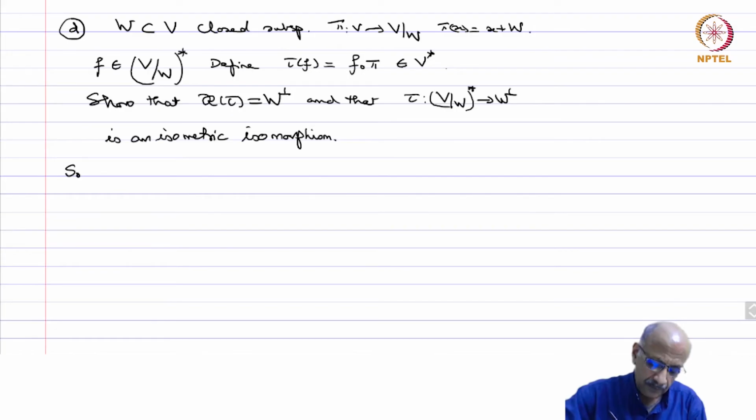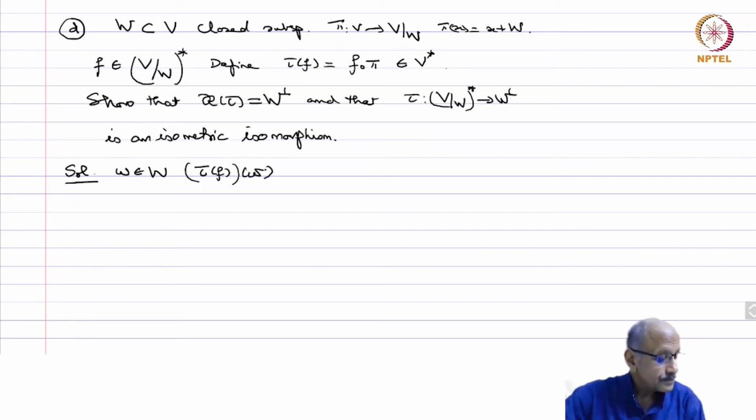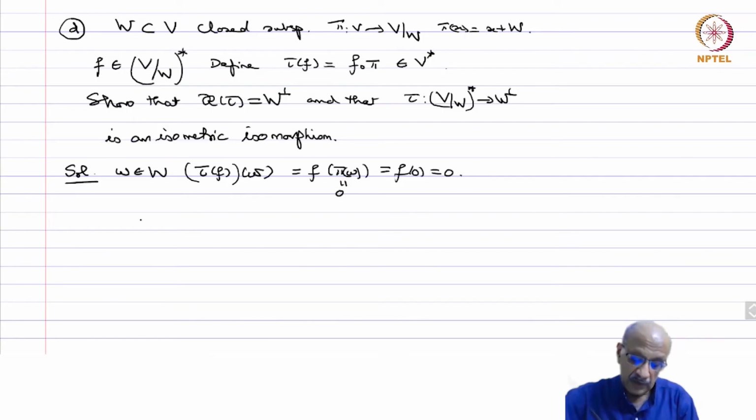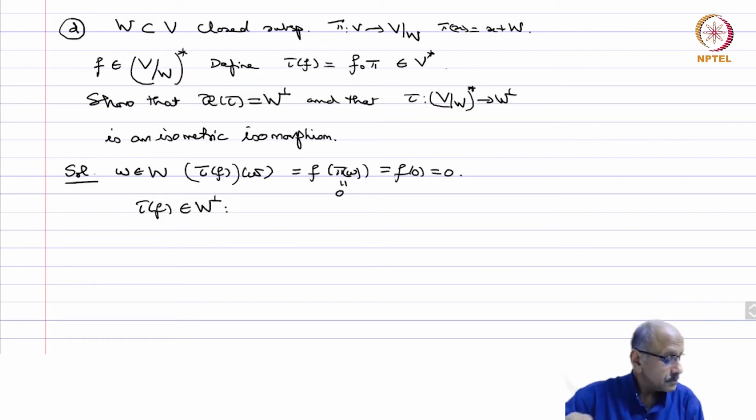So solution or proof. So you take w in W, and let us take tau F acting on w. This is F of pi w, but pi w is nothing but the zero element. w is in W, so pi w is the zero element, and therefore this is F of 0 is equal to 0. Therefore tau F belongs to W perp. Okay, so the range of tau is contained in W perp.